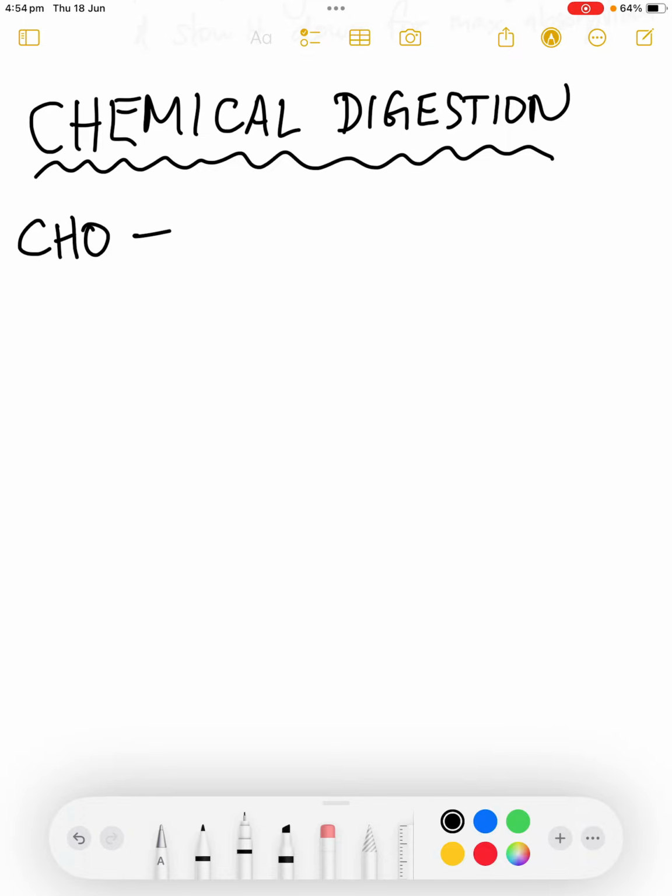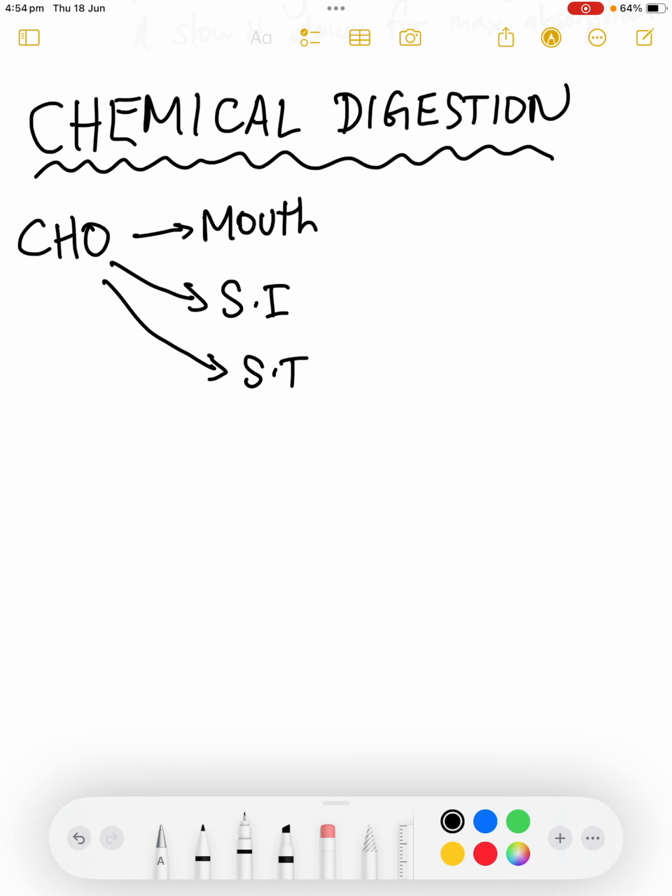We've got a few different sites here. We've got the mouth. We've got the small intestines, SI. I'll just show what I mean by that. Firstly, the enzymes: we've got salivary amylase. In the small intestines, we've actually got, not salivary now, sorry, pancreatic amylase.